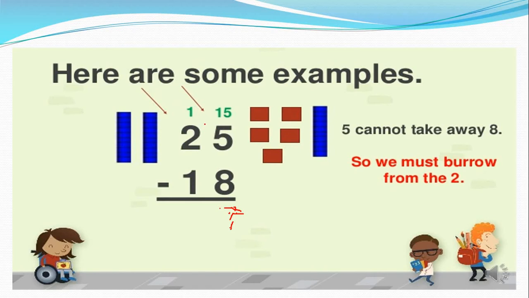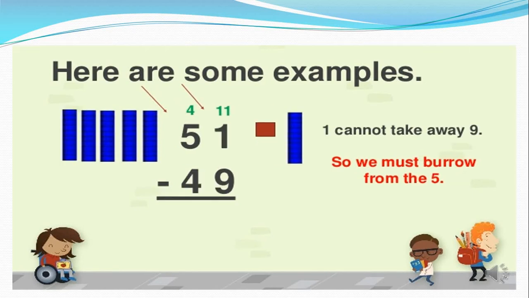Then we cut the 2 and put a 1. 1 minus 1, how many students? 0. So 1 minus 1 is 0, and 7 is our answer. Now let's move on to another example.